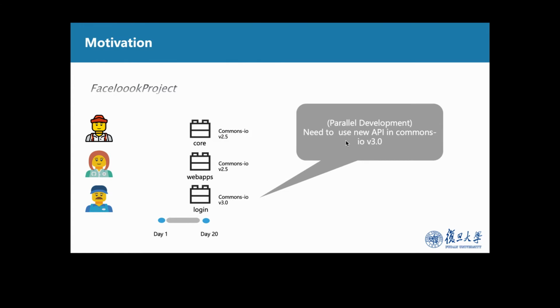This time, when one of the development teams wants to use a newly added API in Commons IO version 3, they simply update their dependency regardless of the other teams.